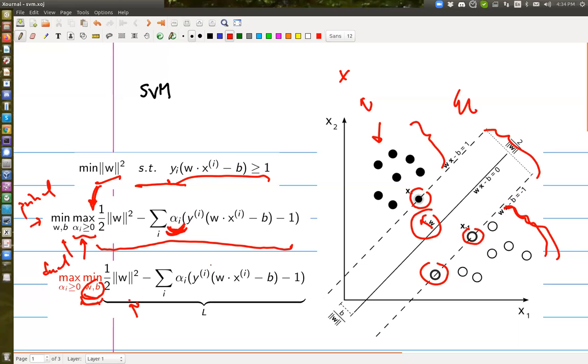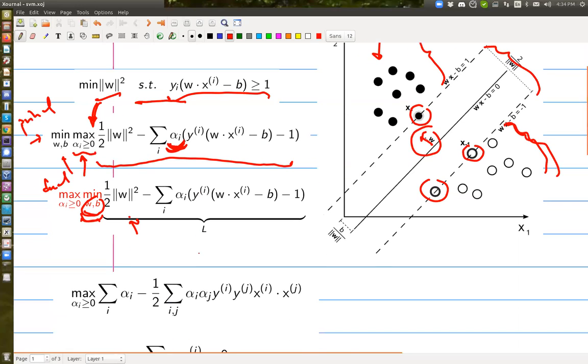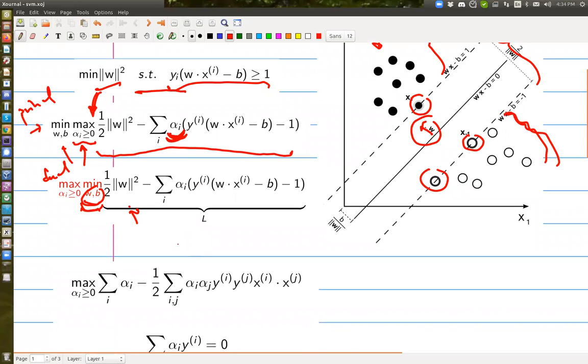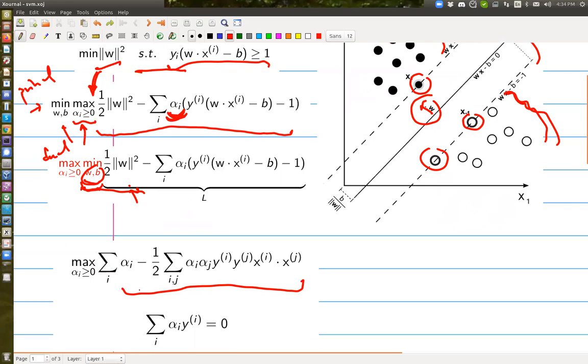Then if we solve that, we will get a solution for this guy that will be equal to something like this. So instead, we now have a problem of maximizing over alpha i, with the sum of this objective function here. And this dual problem is actually easier to solve. Of course, I have this constraint here, which is what we had originally.